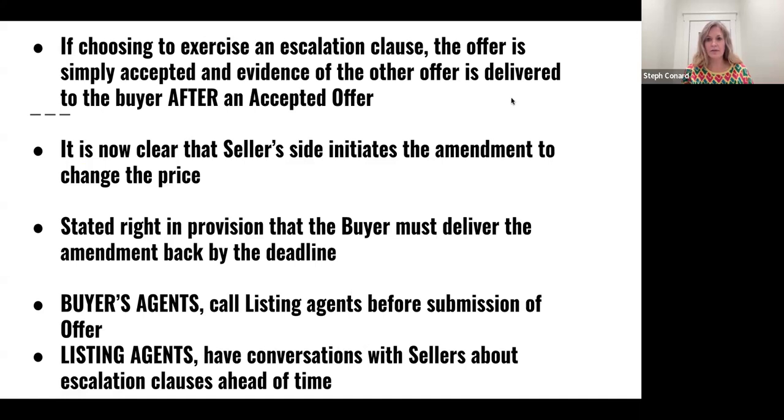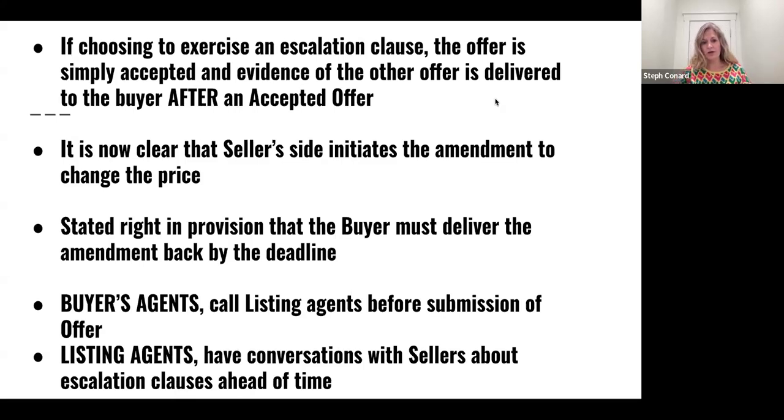Again, bullet points that I think I've already gone over. If choosing to exercise an escalation clause, the offer is simply accepted and evidence of the other offer is delivered to the buyer after the accepted offer. It's now clear that the seller side initiates the amendment to change the price. It's stated right in the provision that the buyer must deliver the amendment back by the deadline.